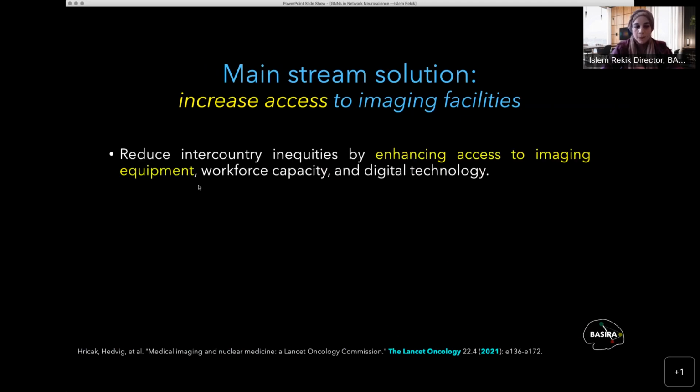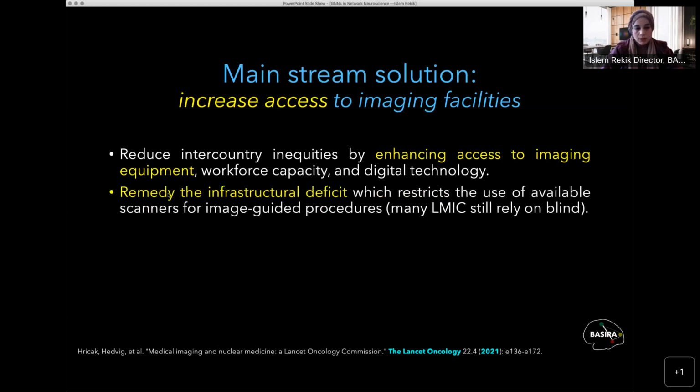It means that you try to enhance access to these imaging equipment. So you bring new MR scanners, you bring this technology to these countries somehow. You also need to build capacity by training the workforce, physicians, and nurses who would be using these machines, train them to use, for example, digital software, etc. So this technology also comes with workforce capacity building. And this is with the hope to reduce inter-country inequities.